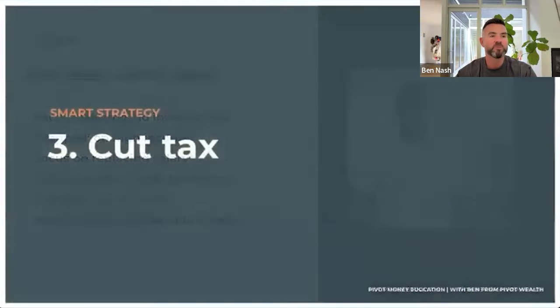And so cut tax is the key here. And this is where I want to get into trusts, and particularly how a trust works, the nuts and bolts of this.